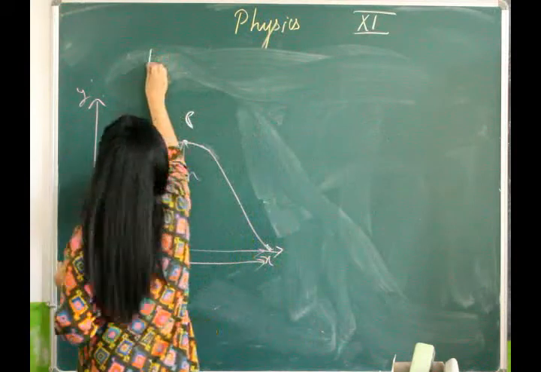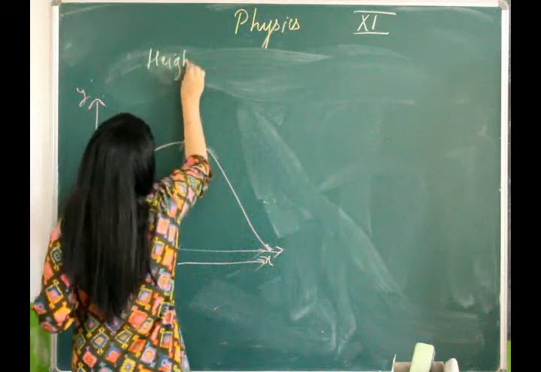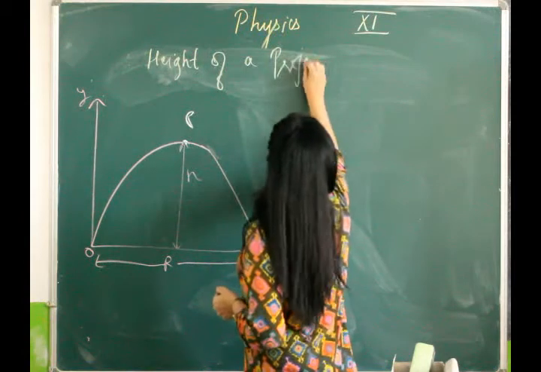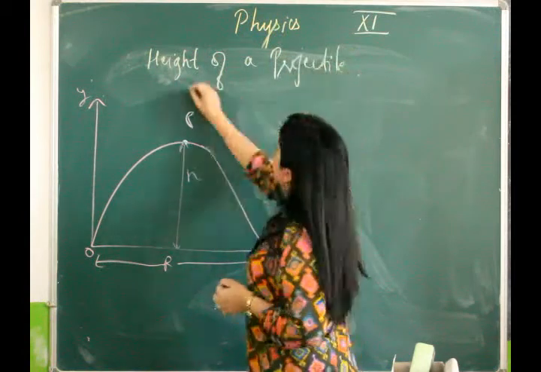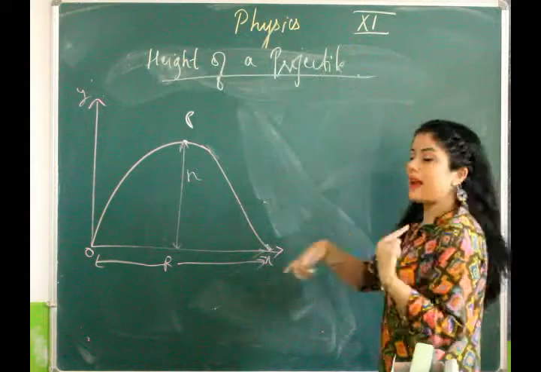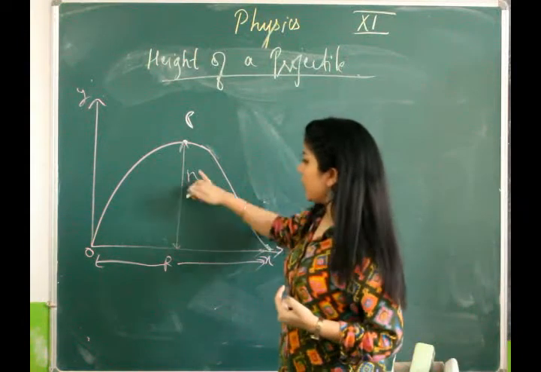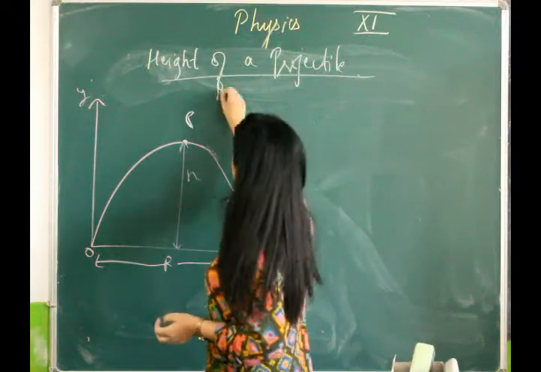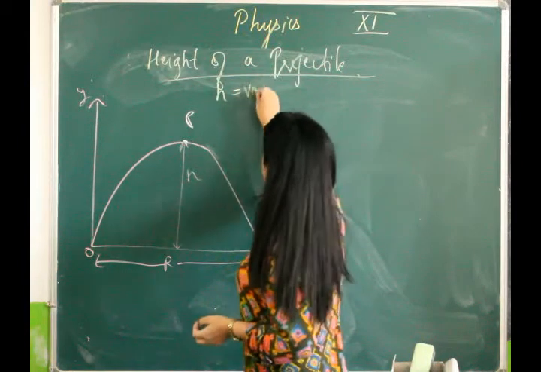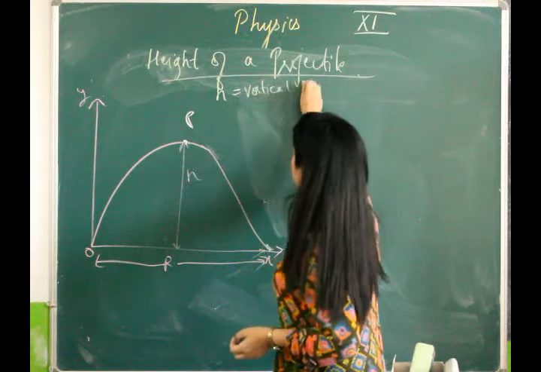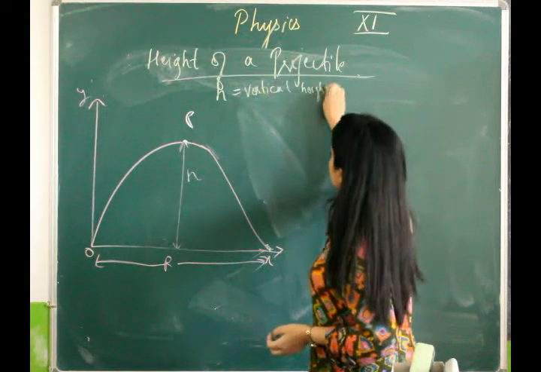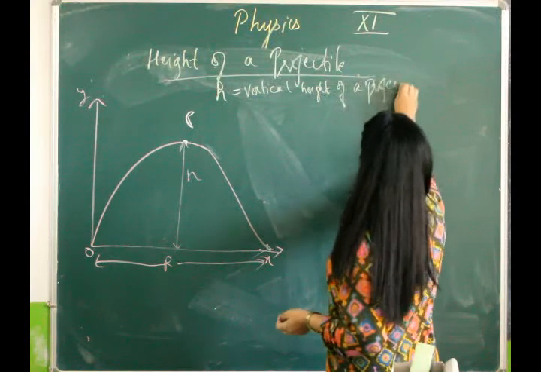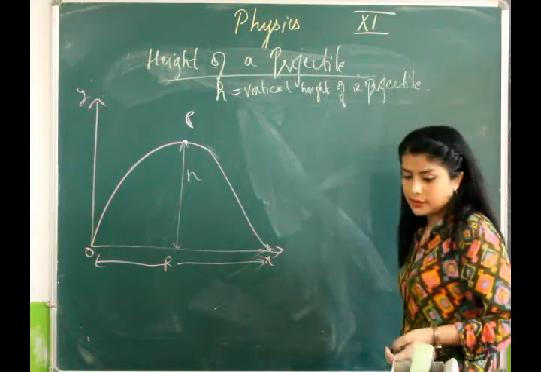Second, what I am going to derive is the height of a projectile. Height of a projectile means the maximum height of the projectile, that is h. So h is equal to the vertical height of a projectile, which we are going to derive.